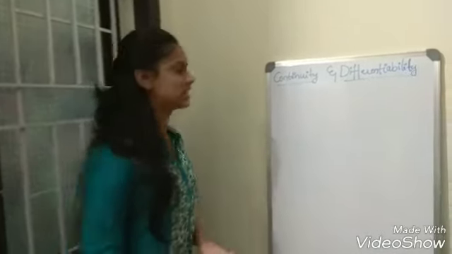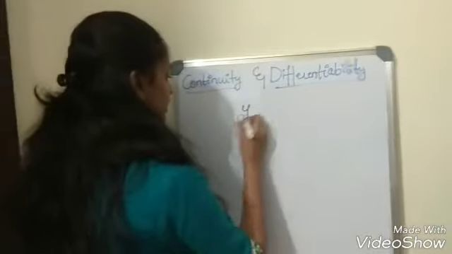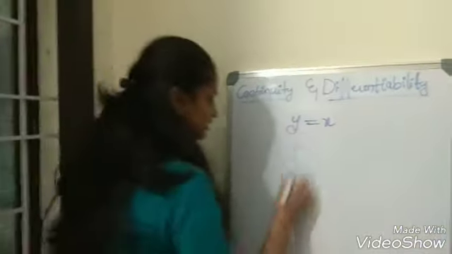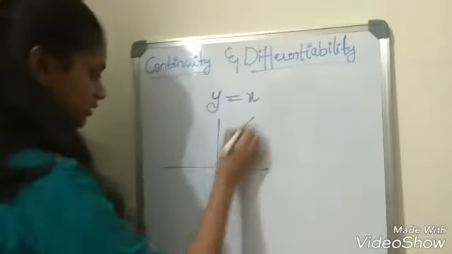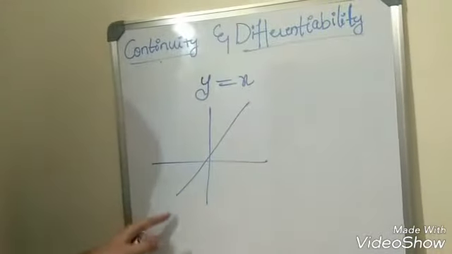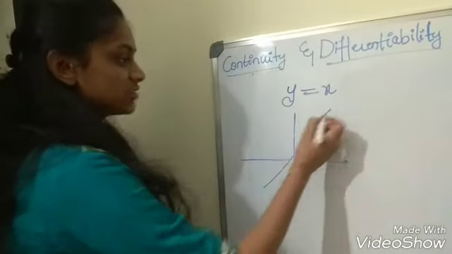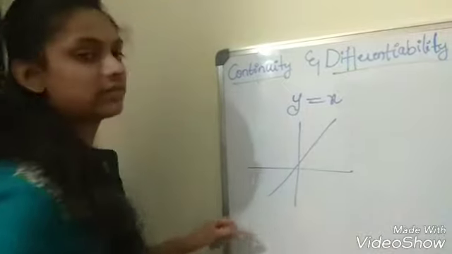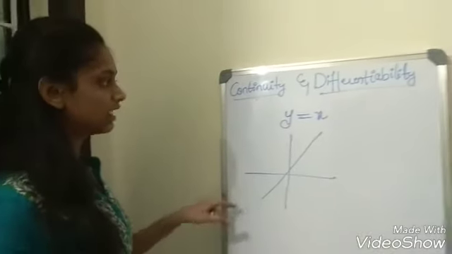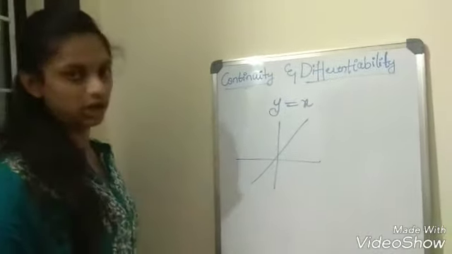For example, let us take a function like y is equal to x. Let us see the graph of this. You can see that the graph is continuous. There are no breaks in the graph. I was able to draw the graph without lifting my pen. So this function is said to be continuous.